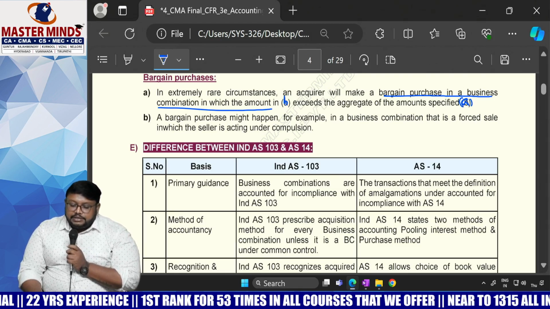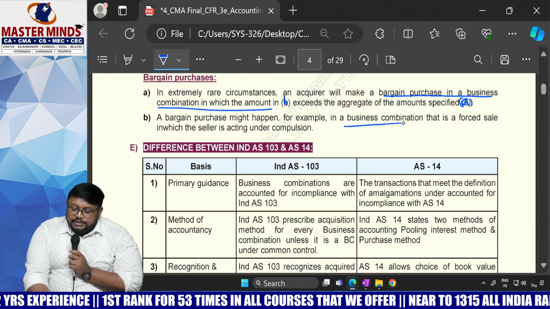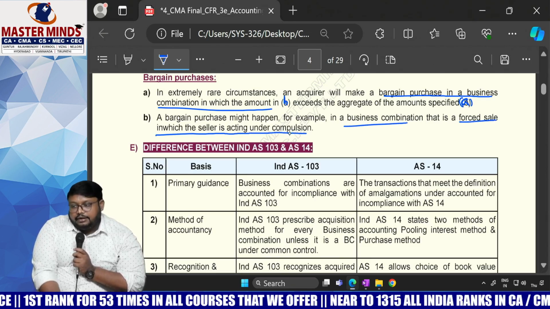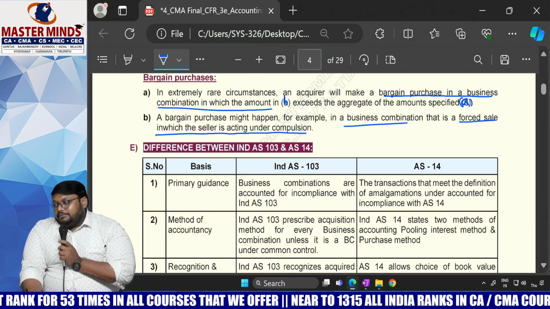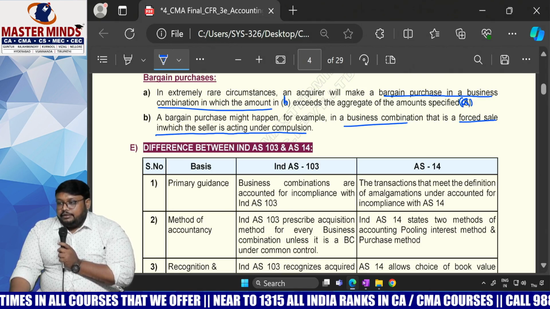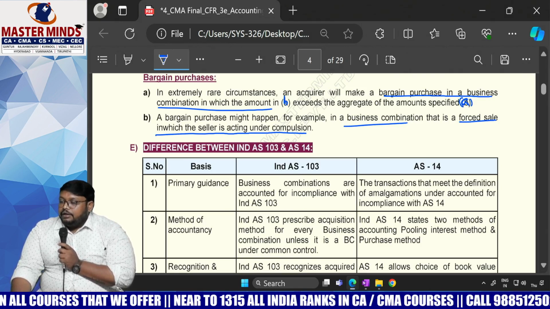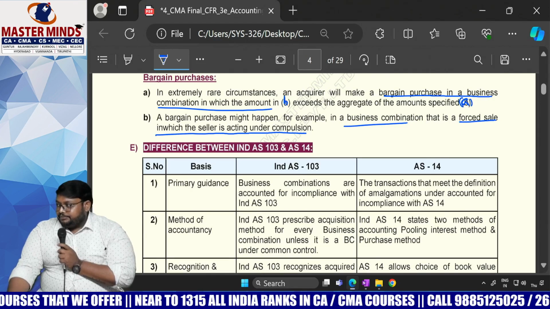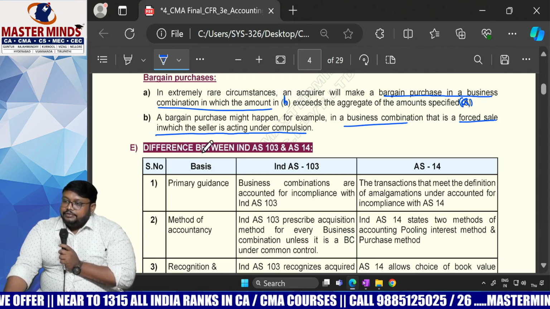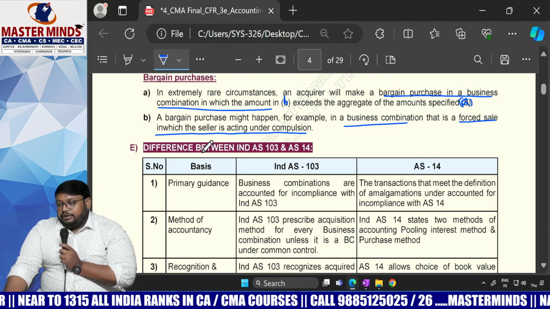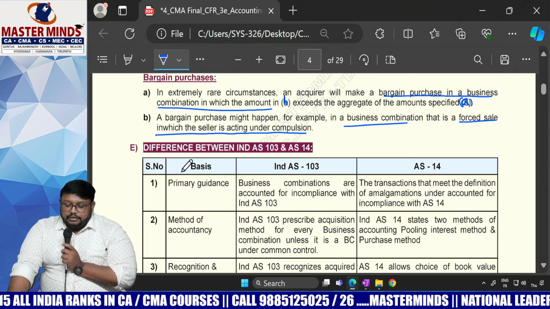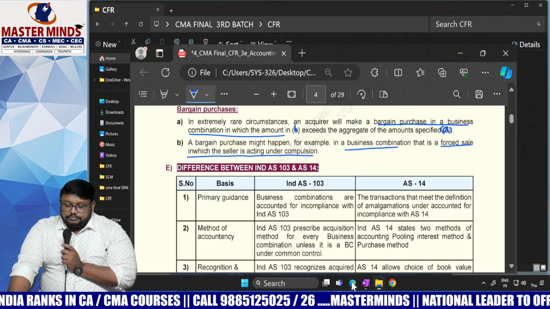A bargain purchase might happen, for example, in a business combination that is a forced sale in which the seller is acting under compulsion. Suddenly he requires some cash, so he can sell for less than what it is worth. That is gain on bargain purchase. In real scenarios it comes very rarely, but from the exam point of view we have a lot of problems relating to gain on bargain purchase. So now open your notes.